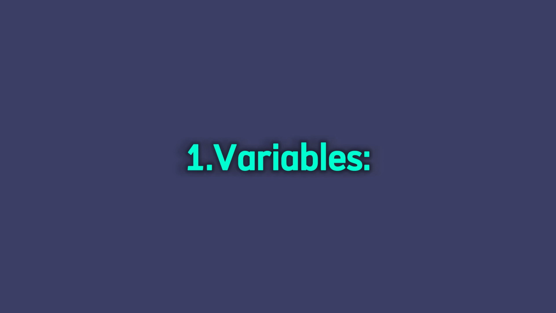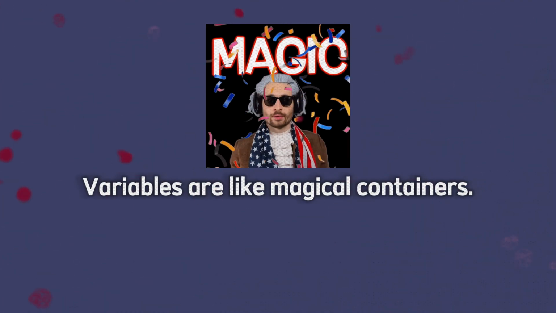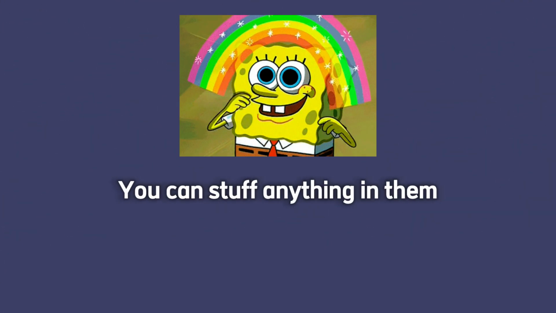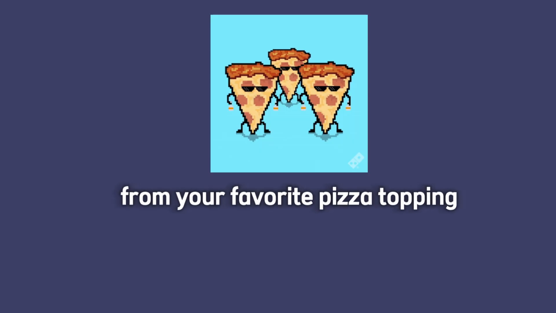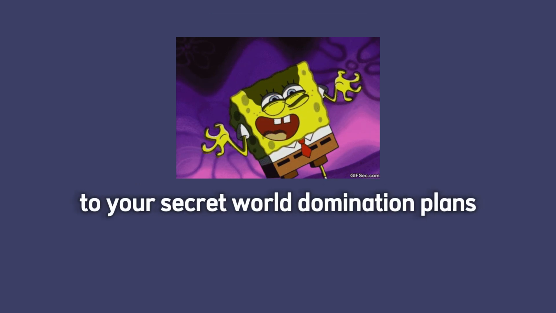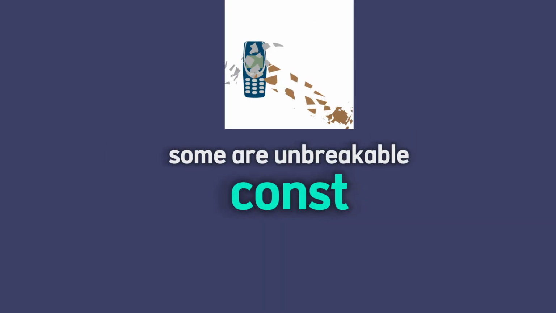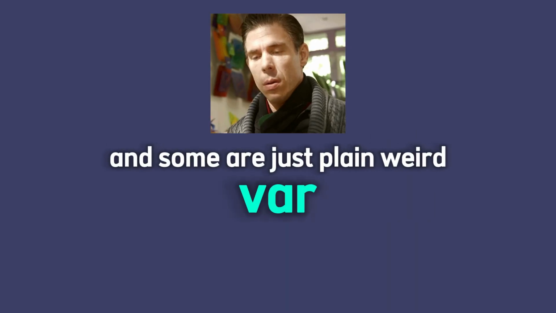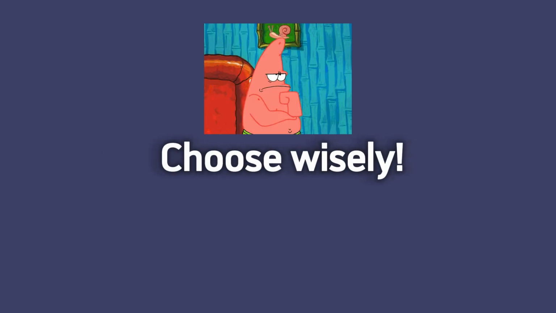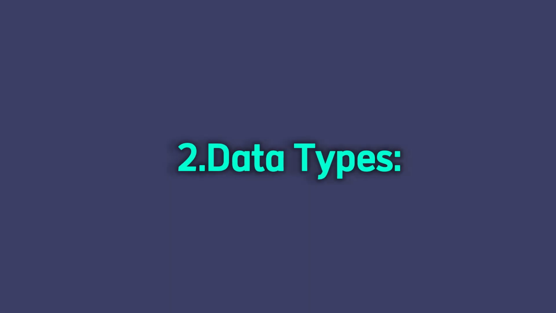1. Variables. Variables are like magical containers. You can stuff anything in them, from your favorite pizza topping to your secret world domination plans. But remember, some containers are breakable, some are unbreakable, and some are just plain weird. Choose wisely.